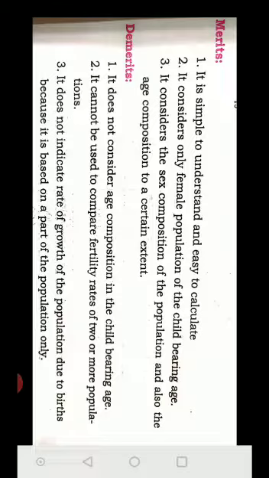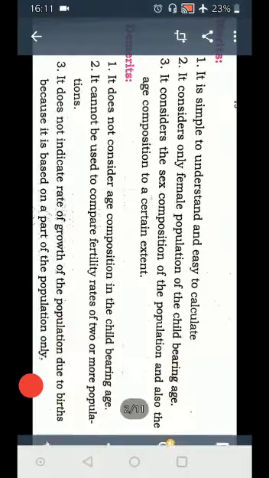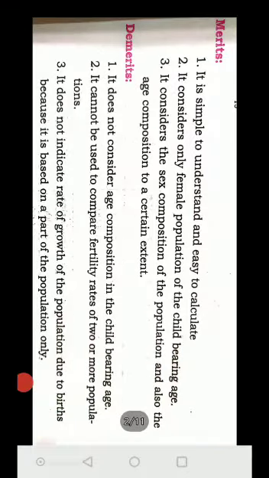Let us just consider some points of general fertility rate as demerits. What are the demerits of that? First one, it does not consider age composition in the childbearing age. It cannot be used to compare fertility rates of two or more populations. And the third demerit is it does not indicate a rate of growth of population due to births because it is based on part of the population. So these are the merits and demerits. Remember, the major point in demerit is you cannot use it to compare the fertility rates of two or more populations or two or more cities.